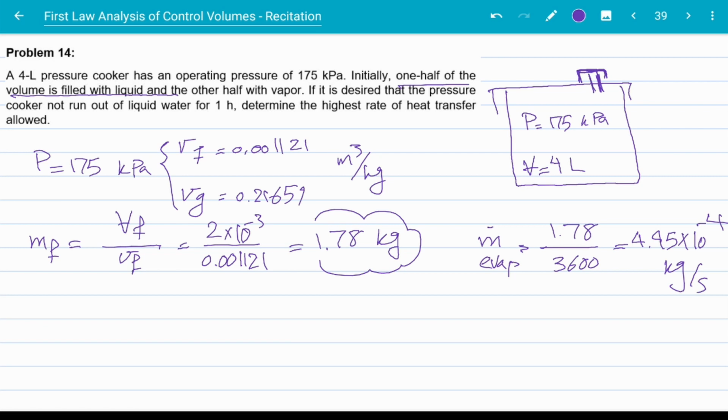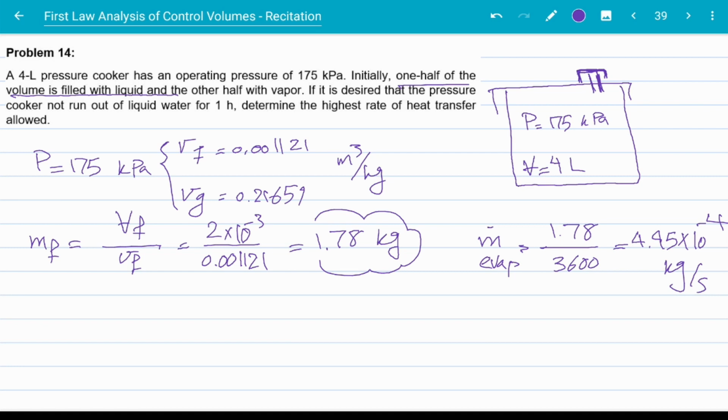Now, why am I calculating the rate of evaporation? Because I'm going to use the conclusion of the previous problem to solve this one. We want to boil water. That's all we want to do. We have 1.78 kilograms of water, and we want it to evaporate with the rate of 4.95 times 10 to minus 4 kilograms per second.